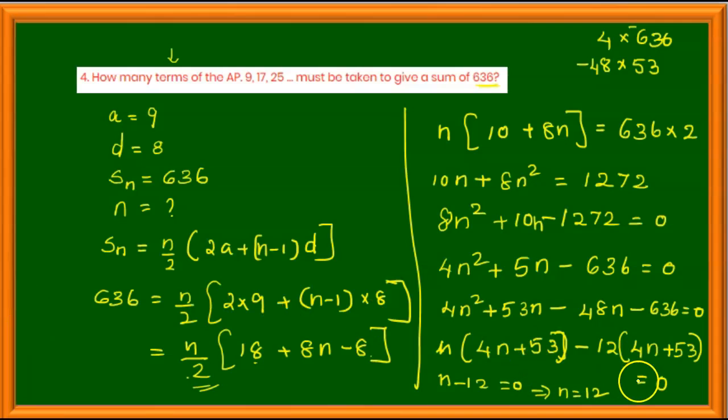So what we can say here, n is equal to 12. The other one becomes a fraction along with a negative number, so it is a negative rational number. We don't want to consider this factor, because n is the number of terms and cannot be negative. So n is 12. So what we can say, the sum of 12 terms of this AP is 636. Yeah, completed.